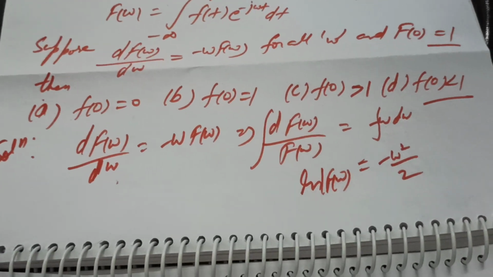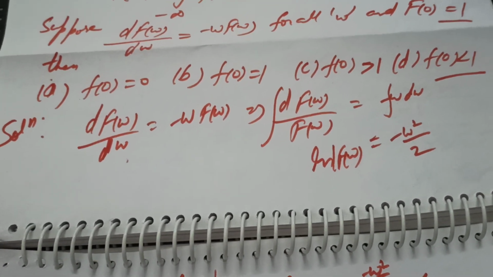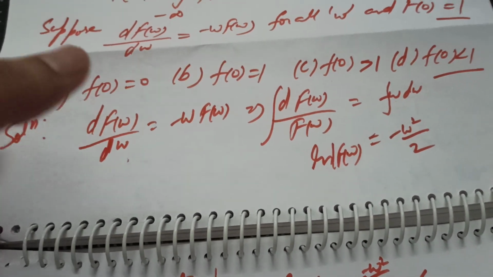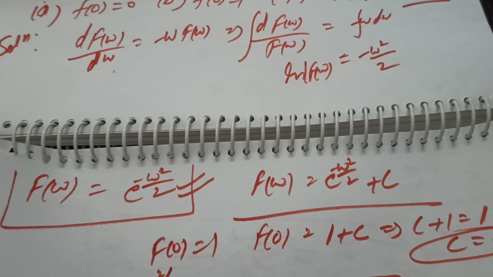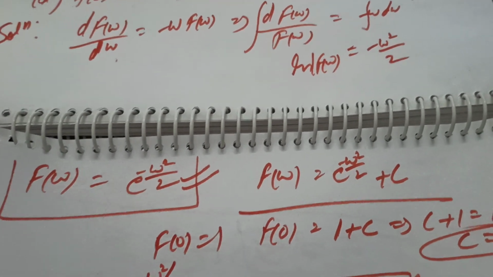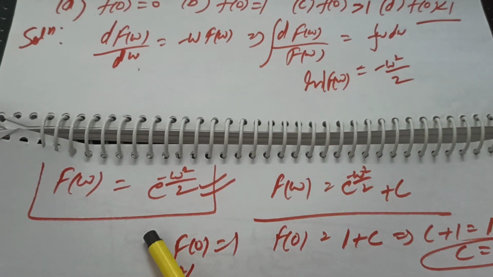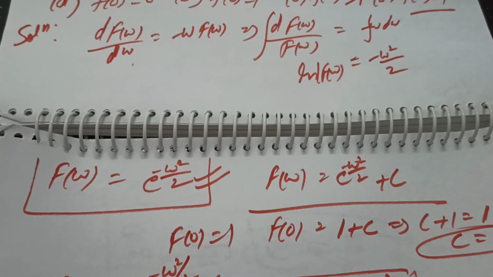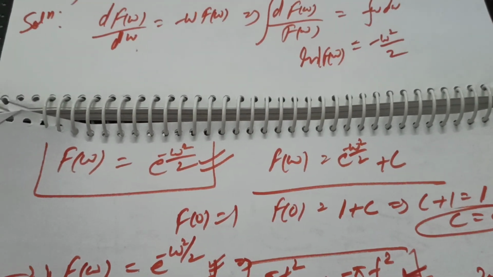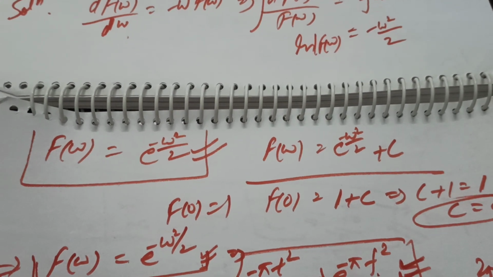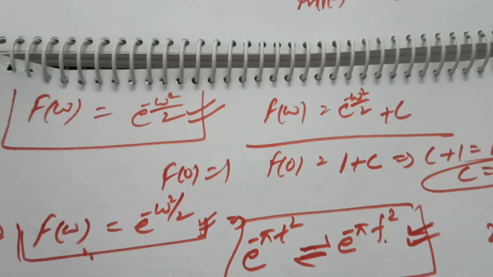Now it is given that dF/d omega is minus omega F(omega). I will integrate it on both sides. Once after integration, we will come to the expression ln F(omega) equals minus omega square by 2. So F(omega) is e to the power minus omega square by 2. I think this is clear. Now F(omega) equals e to the power minus omega square by 2 plus c, because this form is not correct, we have to include the constant of integration.